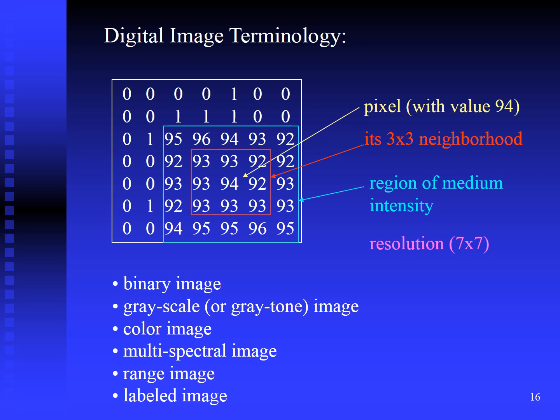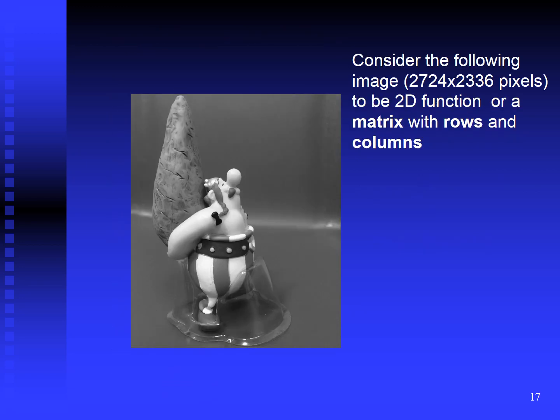This is an example. You can see a neighborhood of an image, and this is a 7 cross 7 image. The pixel value you can see is 94, and the maximum pixel value is here, 96, and the minimum is 0. Between 0 and 255, 0 means jet black, and then different shades up to white. Other image representations: binary image, grayscale image, color image, and many others.